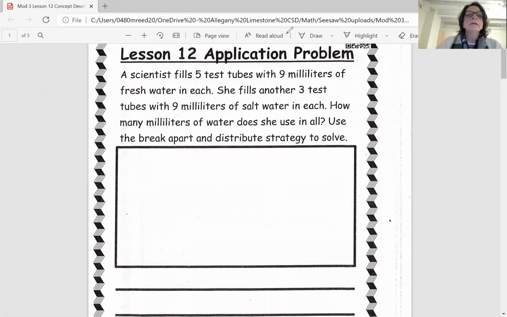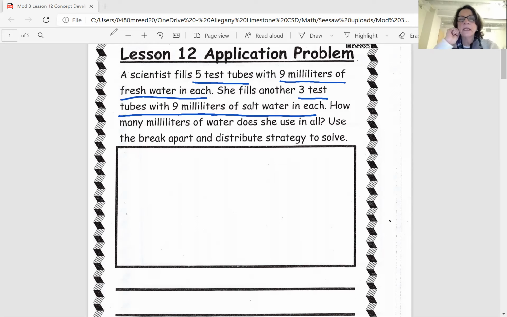Okay. So as I read the problem, I want to underline what I know. A scientist fills 5 test tubes with 9 milliliters of fresh water in each. So we have 5 test tubes, 9 milliliters of fresh water in each. What else do I know? She fills another 3 test tubes with 9 milliliters of salt water in each. How many milliliters of water does she use in all? That is our unknown, how much water she uses in all.